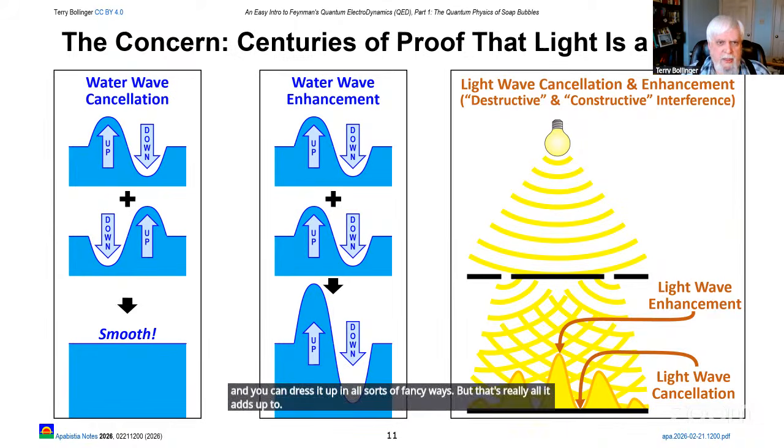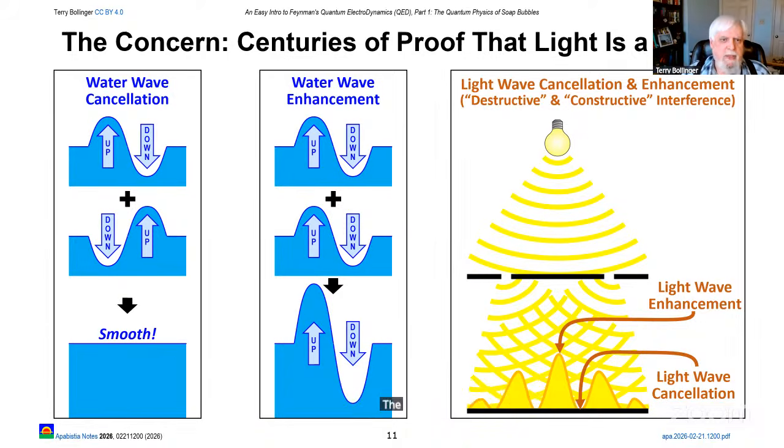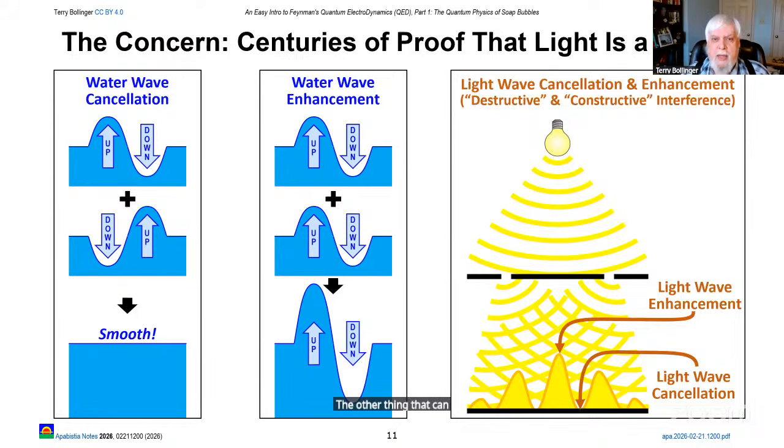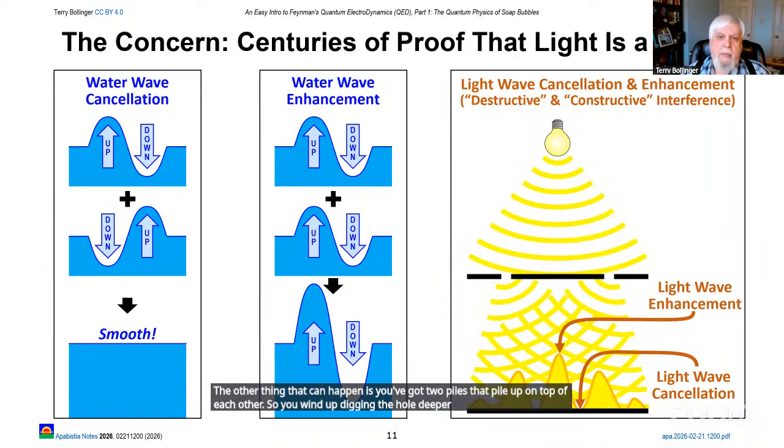If you look in the leftmost box here, wave cancellation, imagine two waves heading towards each other. One of them is up on the left and down on the right. The other one's down on the left and up on the right. What do you get? They cancel each other out. This is just like filling in holes. The up on the left side fills the hole on the left side and vice versa. And you wind up with a smooth thing. That's called destructive interference. It means the waves cancel each other out. Now, the other thing that can happen is you get two piles that pile up on top of each other. So you wind up digging the hole deeper and you wind up making the pile higher.